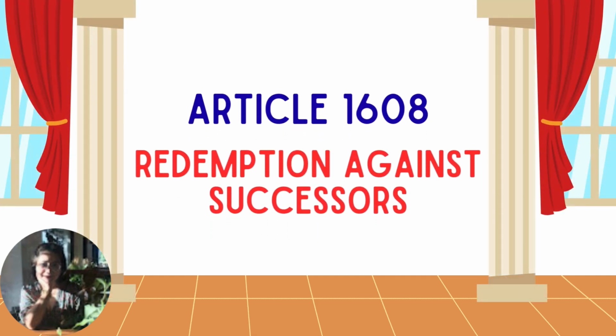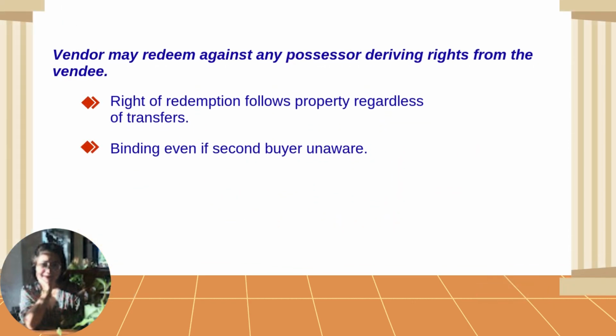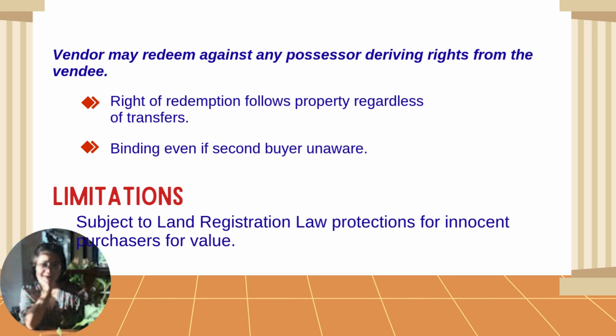Article 1608, Redemption against successors. This article establishes that the vendor can enforce the right of conventional redemption against any possessor who acquired the property from the original buyer, regardless of subsequent transfer. So, this right of redemption is a real right that follows the property, making it binding even if subsequent contracts made no mention of the right to repurchase. And this right is subject to the protections provided by the mortgage law and the land registration law for innocent purchasers for value.